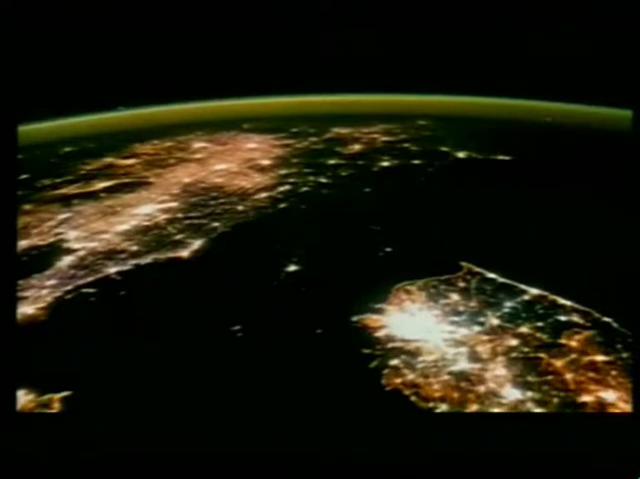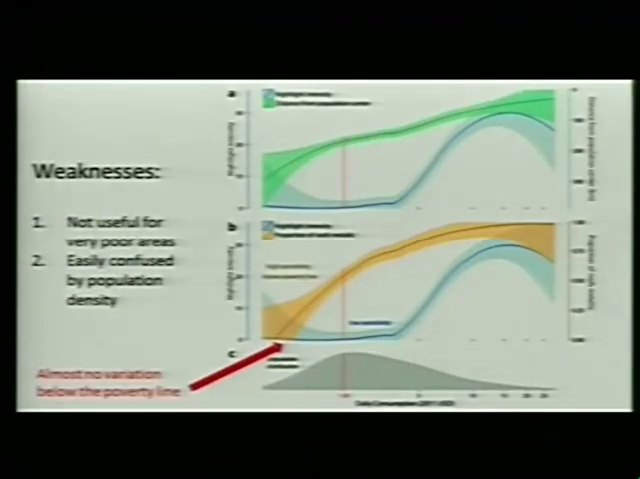So you can see that nightlights are really highly correlated with economic development, and maybe they would be good for predicting poverty as well. But there's a couple problems with nightlights. There's two main weaknesses. One is that in the very poor parts of Africa, especially, nightlights aren't very useful because those parts of Africa are completely dark at night. So if there's no variation in your X variable, then you can't hope to predict any variation in your Y variable. The second weakness is that it's easily confused by population density. So a poor area that's very densely populated might look just as bright as a richer area that's more sparsely populated.